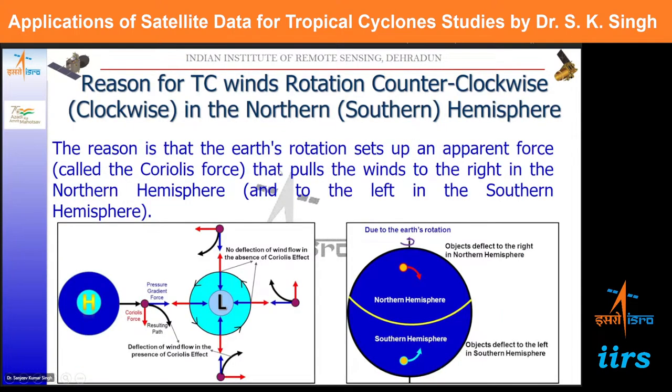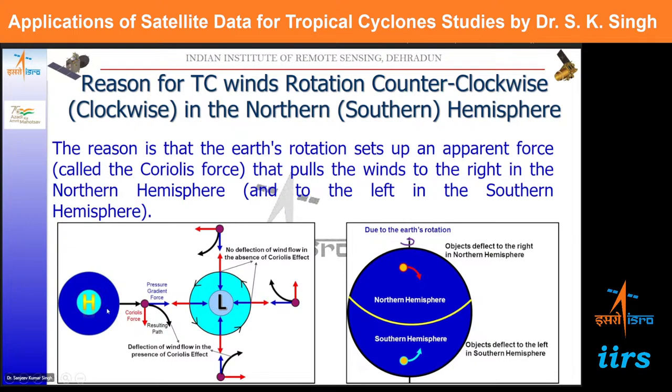If you have seen the previous slide, in the northern hemisphere, tropical cyclonic wind rotates in the anti-clockwise direction, and in the southern hemisphere it rotates clockwise. So what is the reason for the wind rotating anti-clockwise and clockwise? The main responsible factor is the Coriolis force. The Coriolis force is the main force which rotates the wind in the anti-clockwise direction.